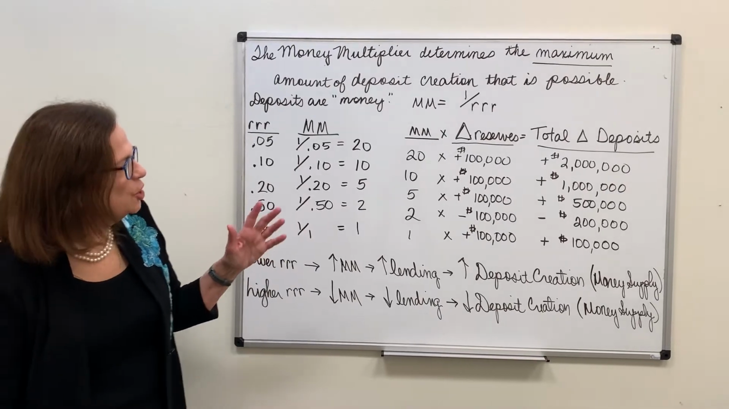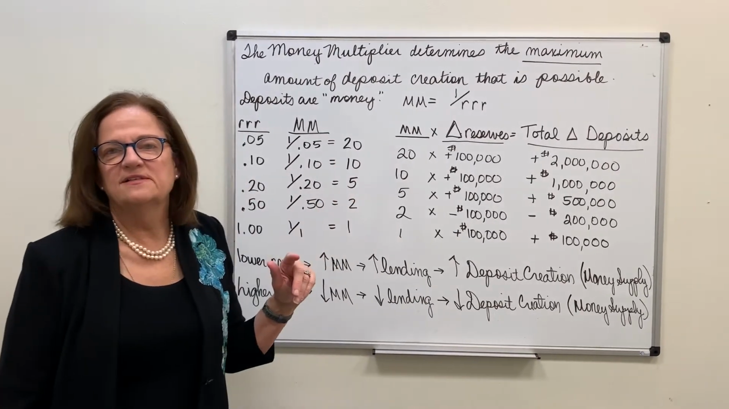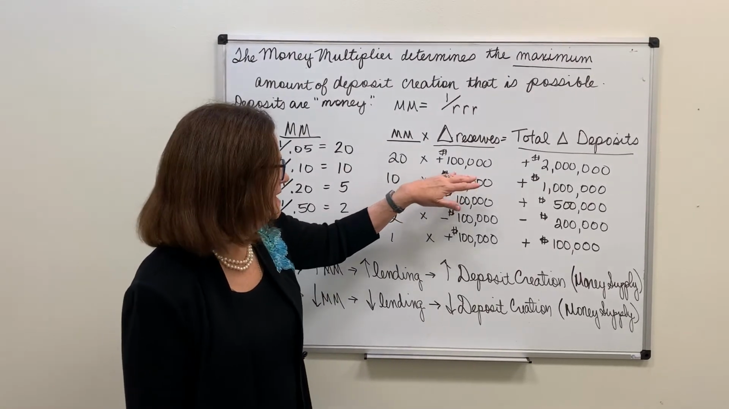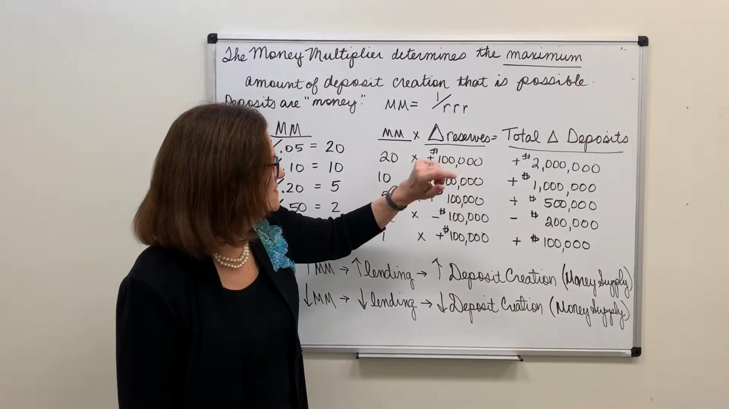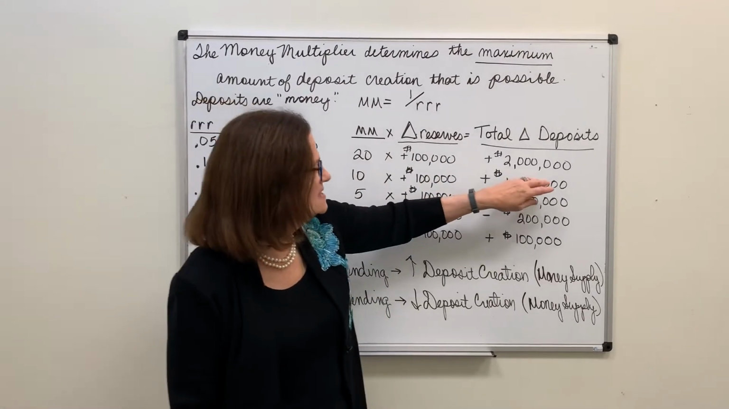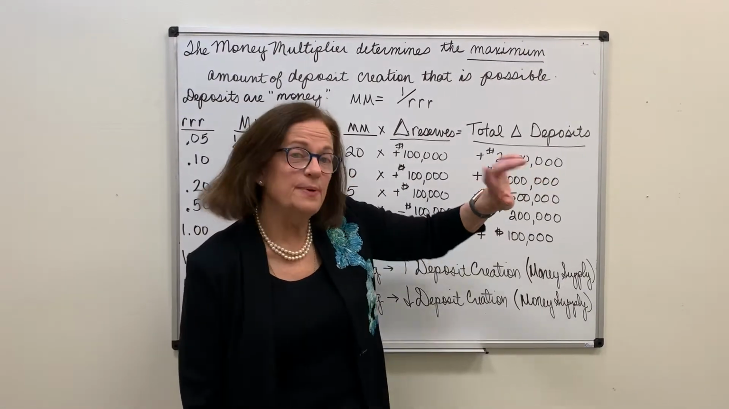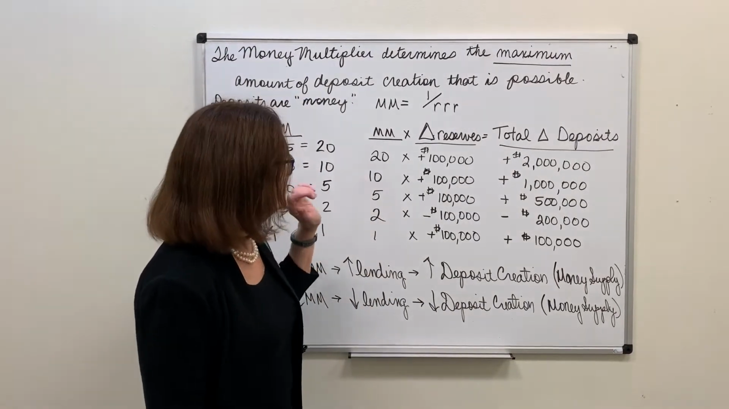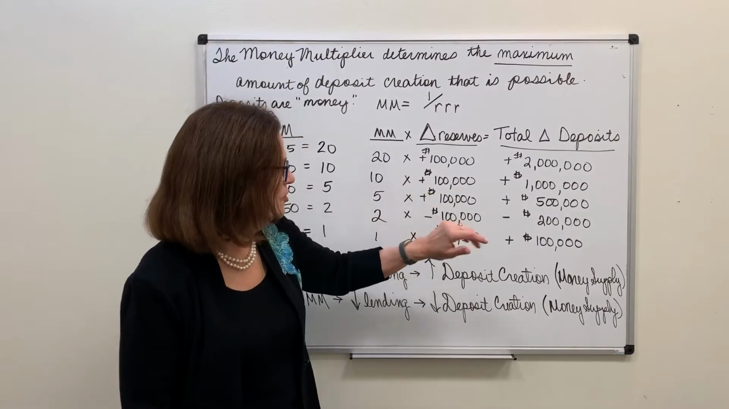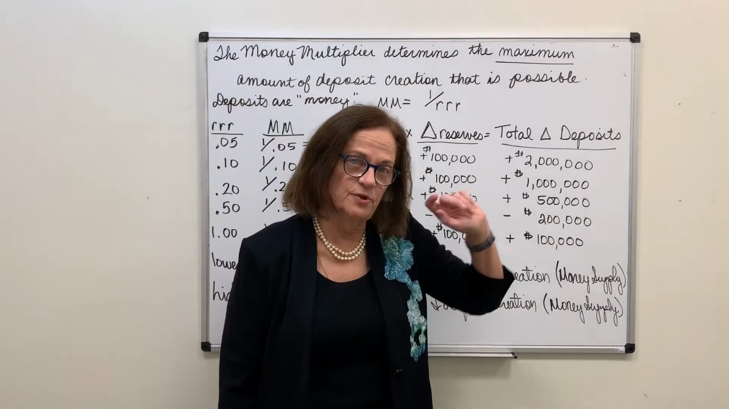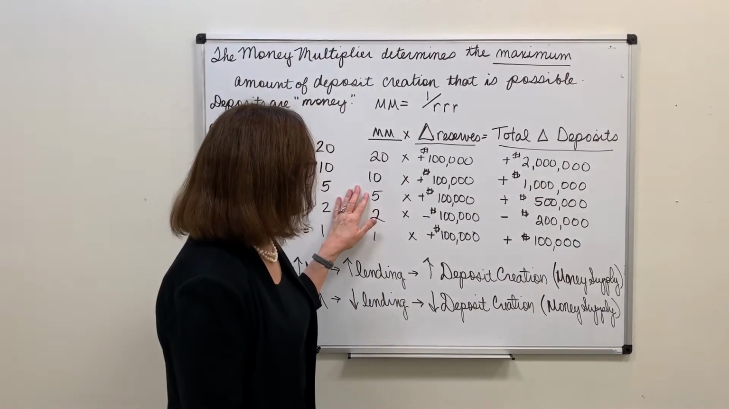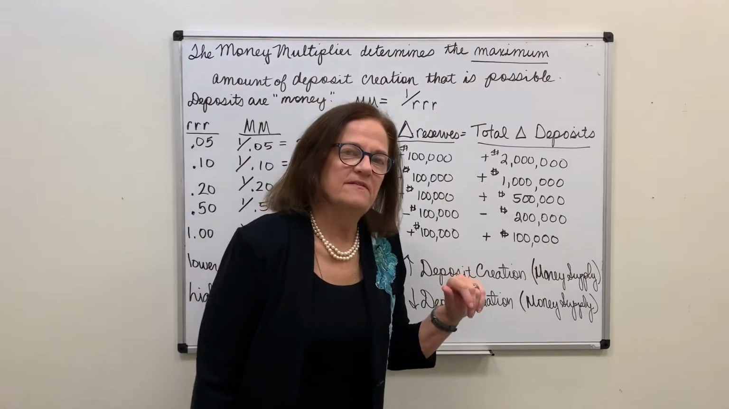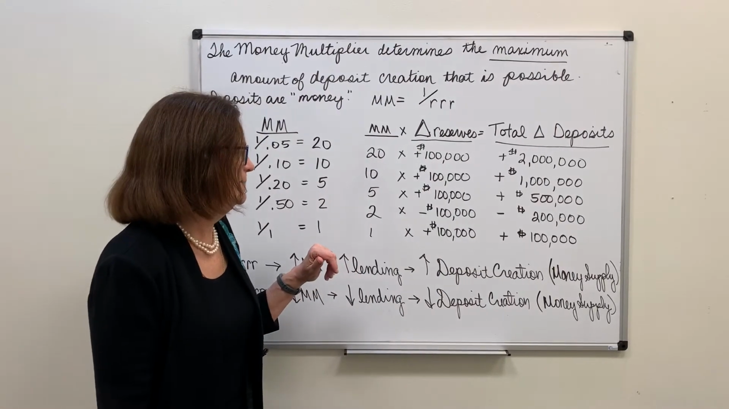So let's look at the actual amount of deposits that banks can create. With a money multiplier of 20 and an increase in bank reserves of $100,000, the maximum amount of deposits that banks could possibly create would be $2 million. A money multiplier of 10 and the same increase in reserves would create $1 million of new deposits. A money multiplier of only 5 and the same change in reserves would create only $500,000 in deposits.